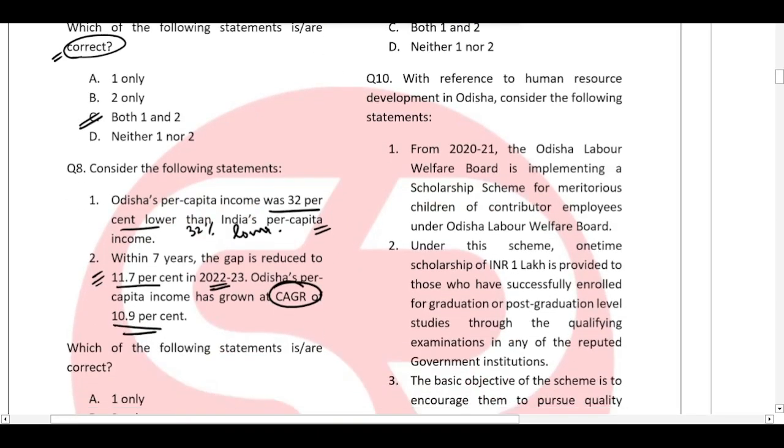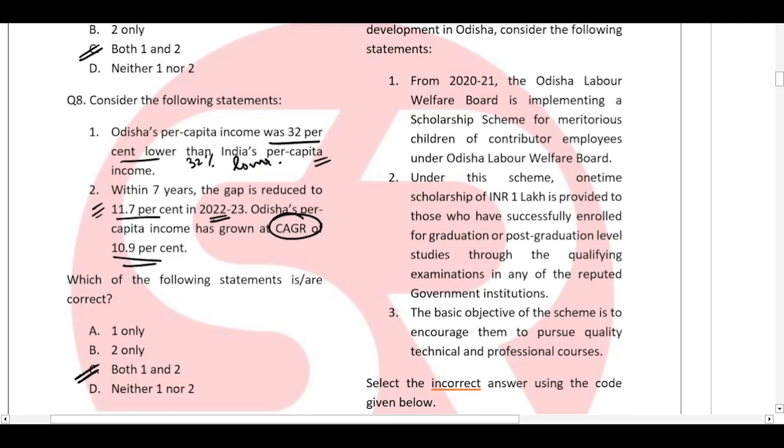Let's come to question number 10. With reference to human resource development in Odisha, consider the following statements. Statement 1: From 2021, the Odisha Labour Welfare Board is implementing a scholarship scheme for the meritorious children whose parents are contributor employees under the Odisha Labour Welfare Board. So what this statement is saying, the Labour Welfare Board has come up with a scholarship scheme for whom? For the kids of those people who are contributing to the Labour Welfare Board's scheme. So basically kids of the labor in Odisha.